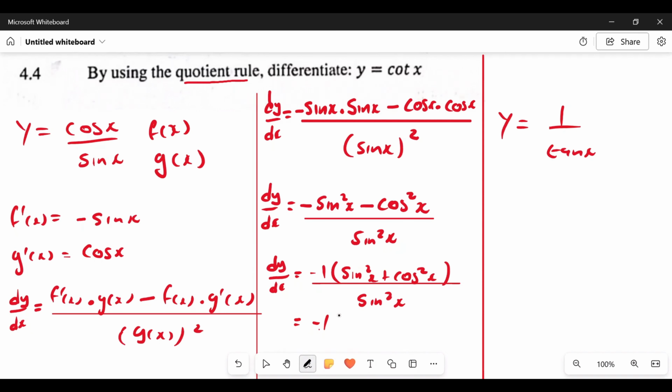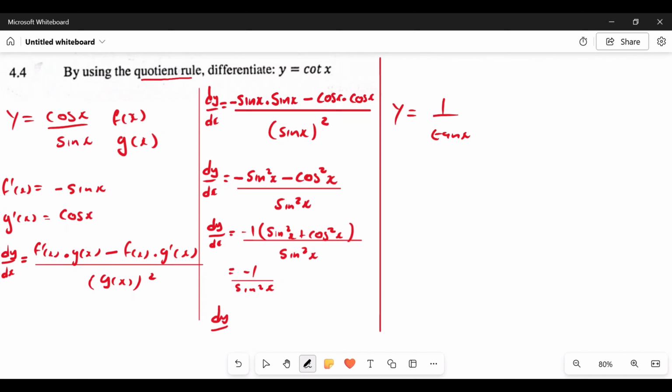Right, let's continue. If this is negative 1 multiplied by 1, we're going to have negative 1 on the numerator, divided by sine squared x. Right, we create a bit of space there. So we can say dy over dx. We know that negative 1 over sine squared, we can use the inverses here, is going to be negative cosec squared x. There we go. This is our final answer when we take this route. Really, it was not that difficult. You needed to know your inverses here.